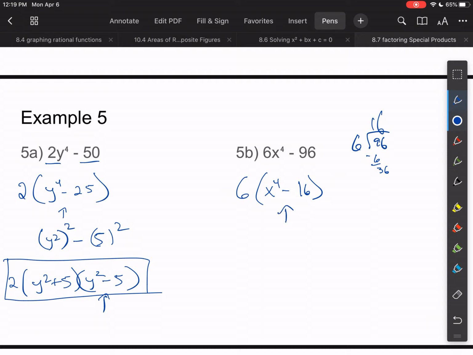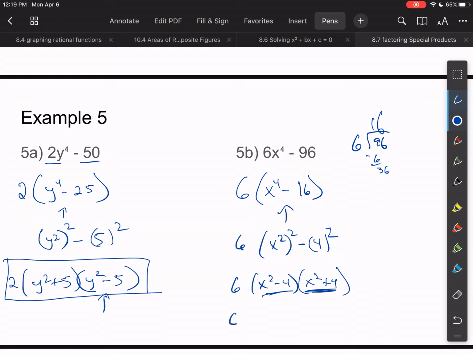Okay, so I have this. Again, check for a difference of squares. We still have the 6. I can write that as x squared squared minus 4 squared. So that would be 6 times x squared minus 4, x squared plus 4. This one is done because we have a sum, but this one we have to try again because we have a difference of squares, so that becomes 6 times x plus 2, x minus 2, and then we still have our x squared plus 4.